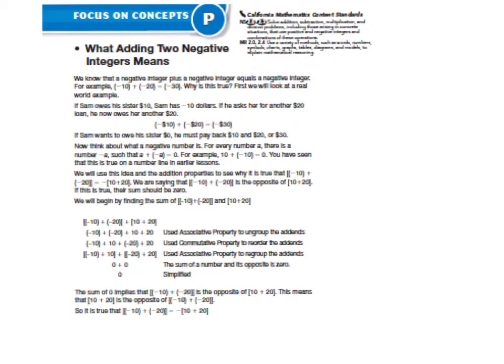So now think about what a negative number is. For every number a, there is a number negative a such that the two of them make 0. For example, if I have $10, or positive 10, and I combine it with negative 10, I get 0, because it's like the negatives just suck up all the positives and make 0. You have seen that this is true on a number line in an earlier lesson.